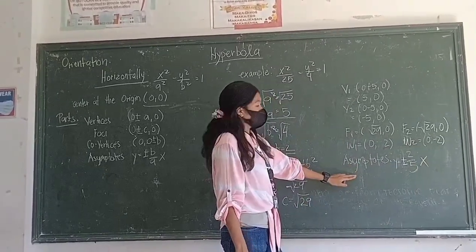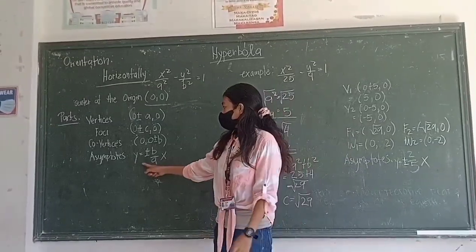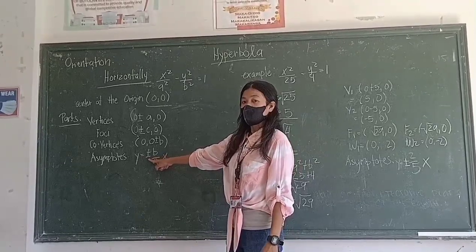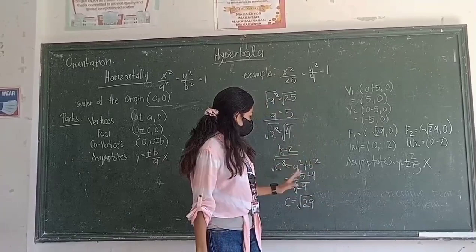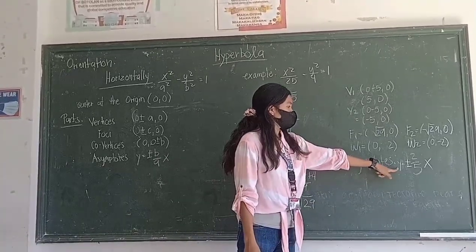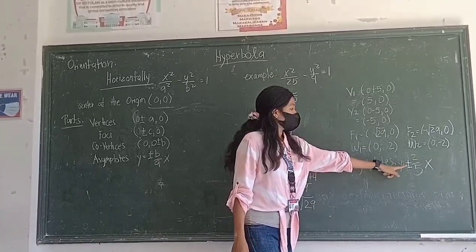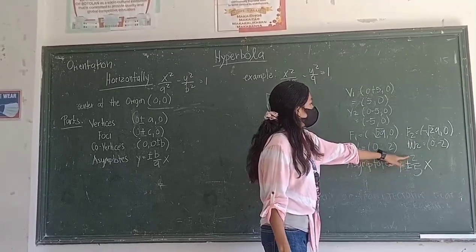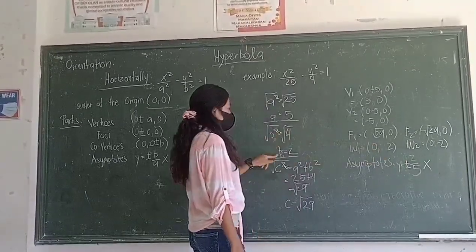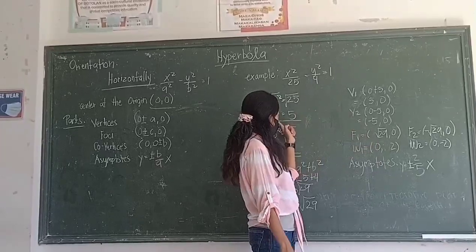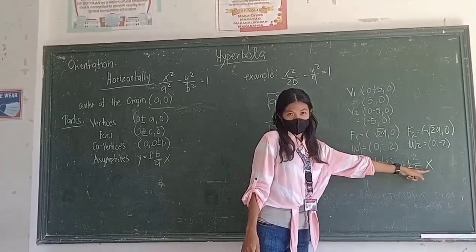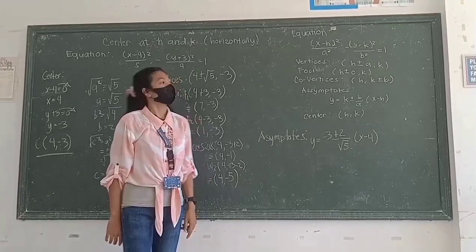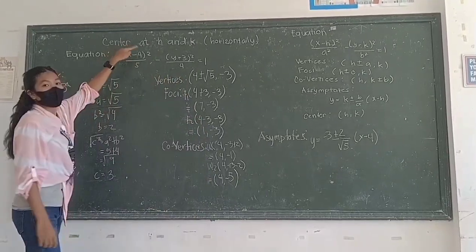The equation of the asymptotes, we should follow this: y is equal to positive and negative b over a times x. So substitute. Asymptotes y is equal to positive and negative, the value of b is equal to 2, and the value of a is equal to 5. So 2 over 5x.